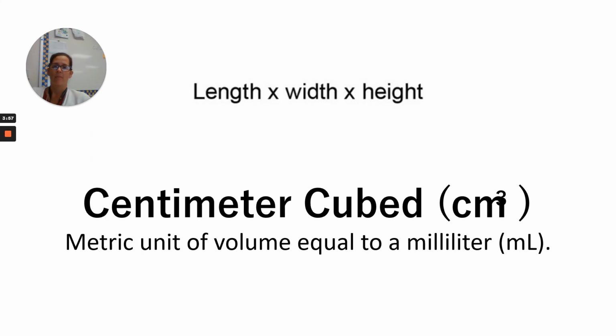Kind of neat. Here we have a centimeter cubed. So a centimeter cubed is a metric unit of volume equal to a milliliter. So if we're using the displacement method with liquids, we would use milliliter. Well, if we're doing the cube, length times width times height, that's probably going to be in a centimeter cubed. So we'll talk more about these different terms whenever we get a little bit further into our density unit. That is it for our vocabulary.